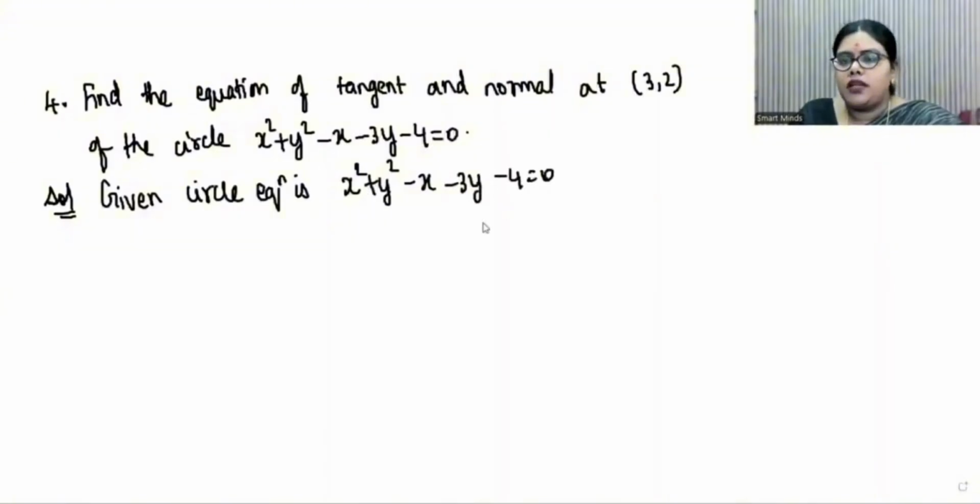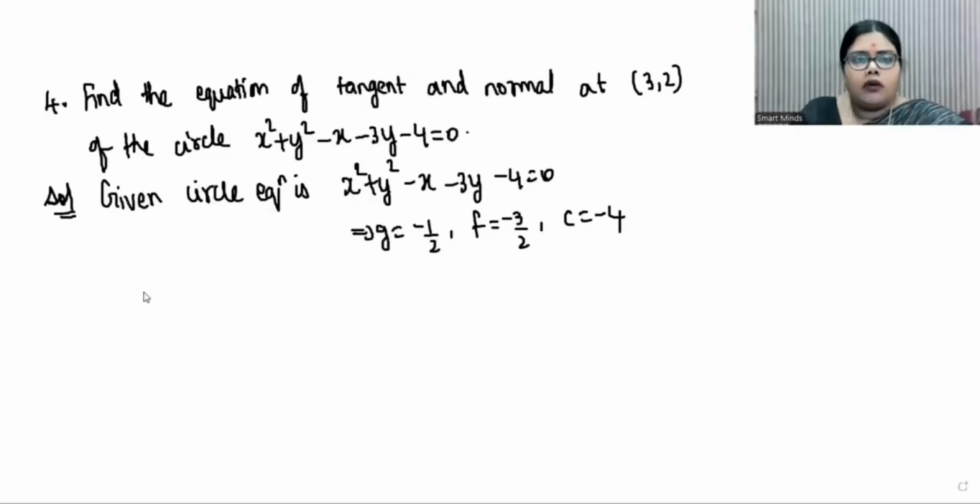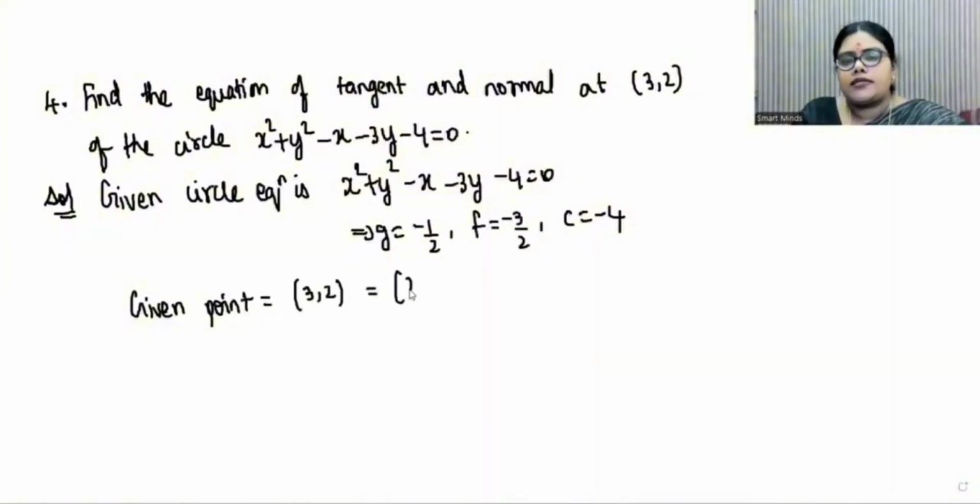Now from the circle equation we can find g, f, c. So g is half of the coefficient of x, that is minus 1 by 2. f is half of the coefficient of y, that is minus 3 by 2. c is equal to minus 4. Now what is the given point? The given point is (3, 2). We take it as (x1, y1).